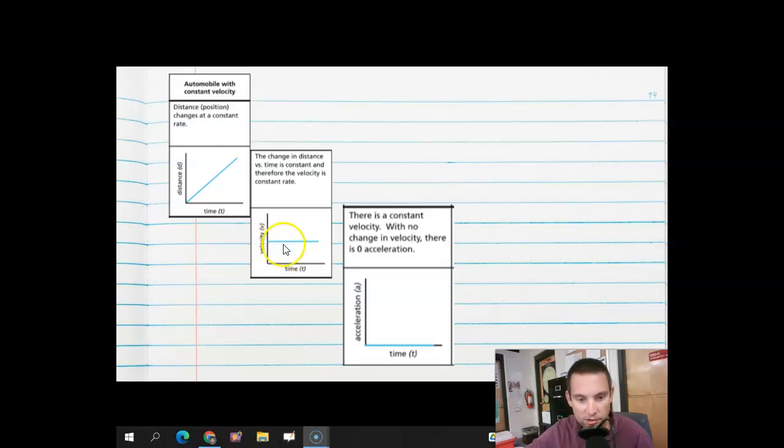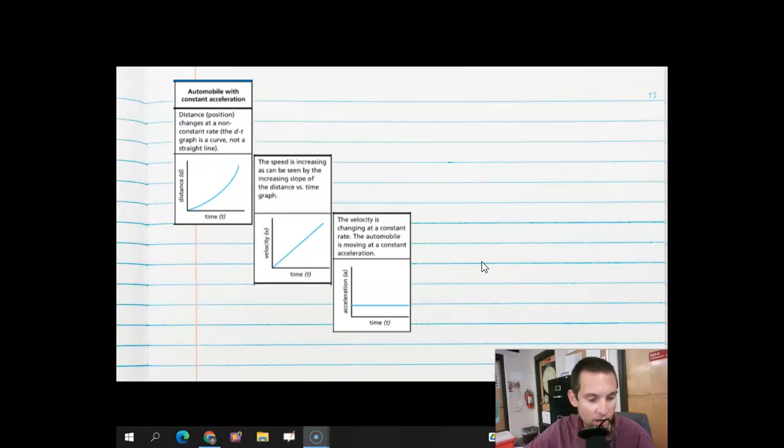Now if we take the slope of this graph, what do we get? Rise over run. Rise is 0. So that means 0 divided by anything is going to give us 0. There is a constant velocity, so there's no change in velocity, so there is 0 acceleration.